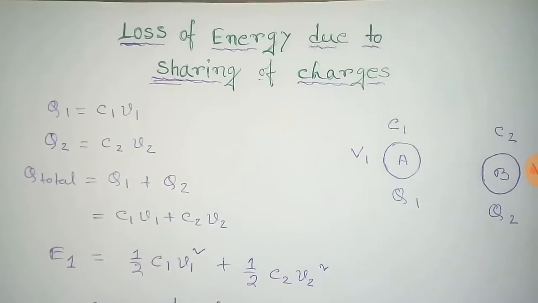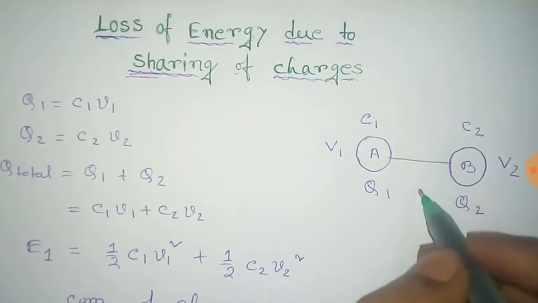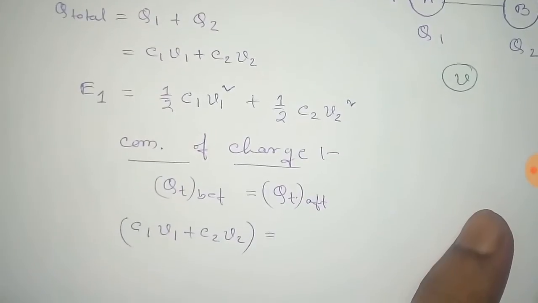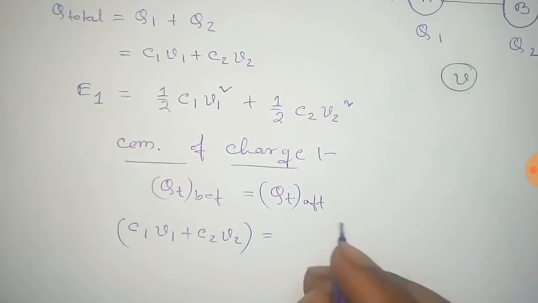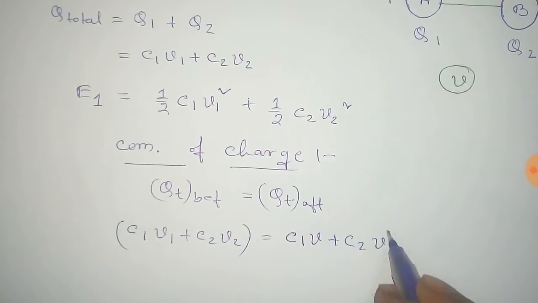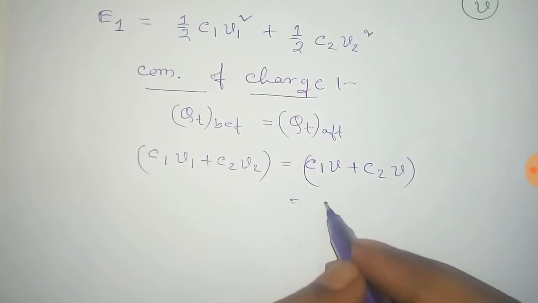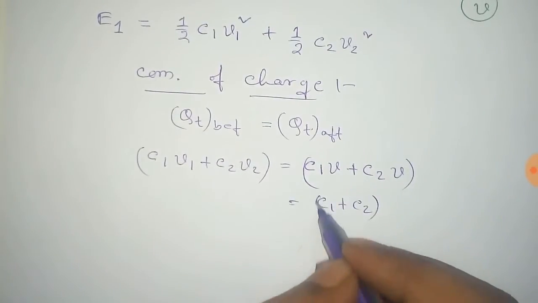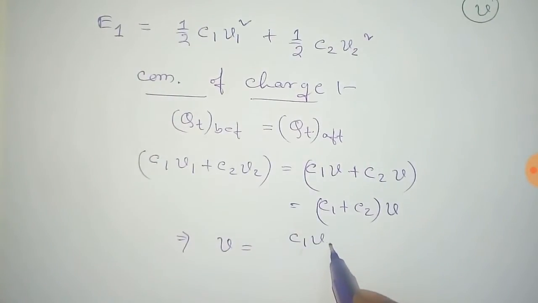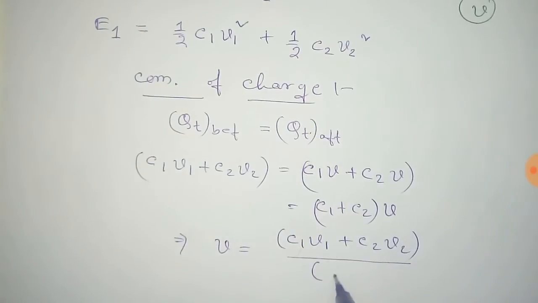we connect a conducting wire between these two conductors, so they will share their charges and reach a common potential V. So C1 V plus C2 V is the total charge after we connect the wire. From this we can calculate the common potential V, which is equal to C1 V1 plus C2 V2 by C1 plus C2.